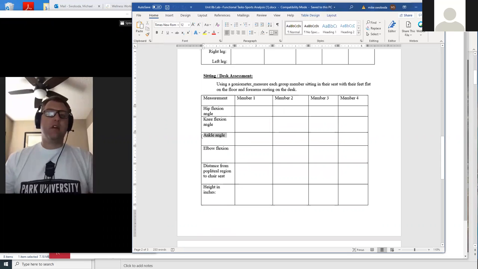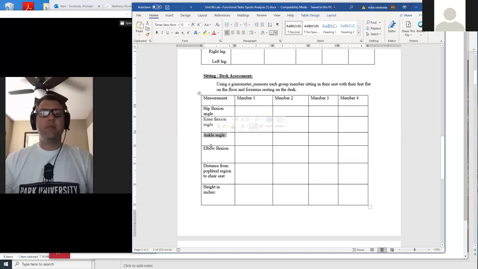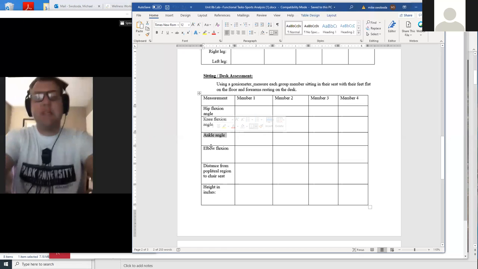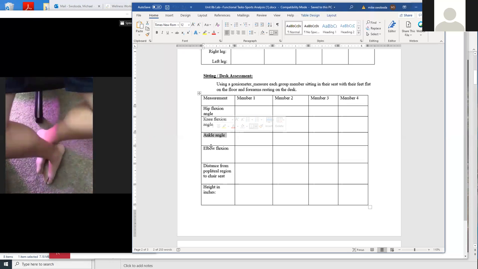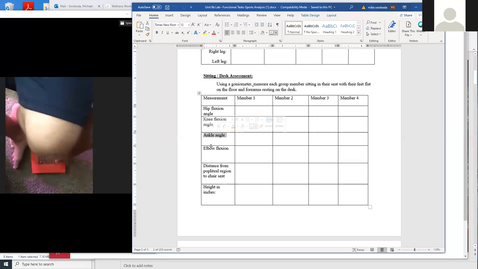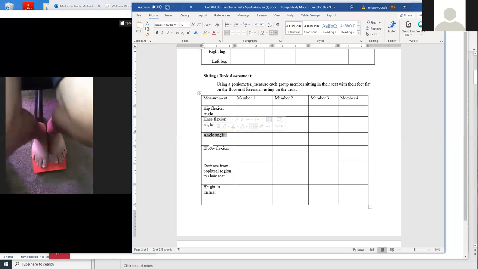their ankle angle. The reason why this isn't distinguished as dorsi or plantar flexion is it all depends on how someone's sitting. For example, I tend to sit with my ankles like this. So for myself, I'm in a pretty neutral position, but you could argue I'm in a bit of plantar flexion. If you had some sort of footrest down here, and you put your feet on a footrest, now you're in dorsiflexion.